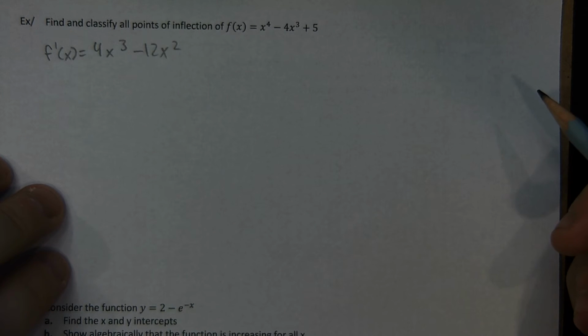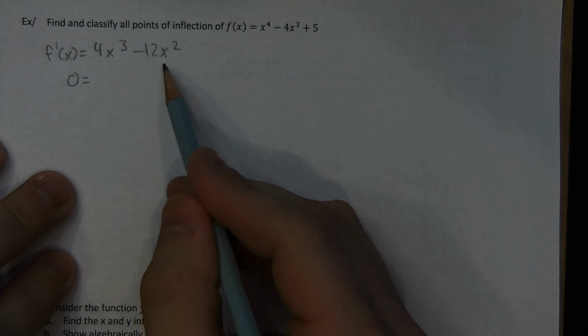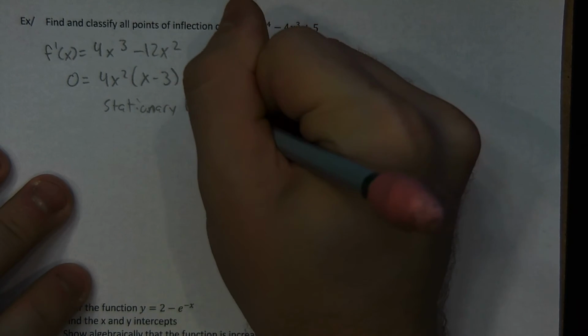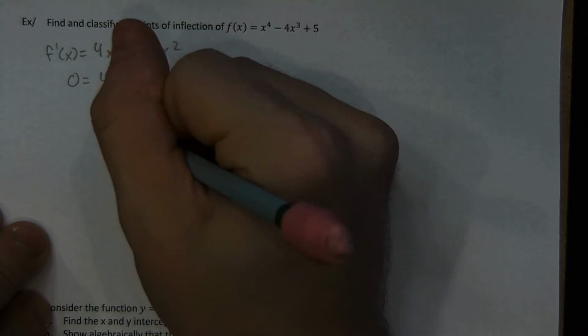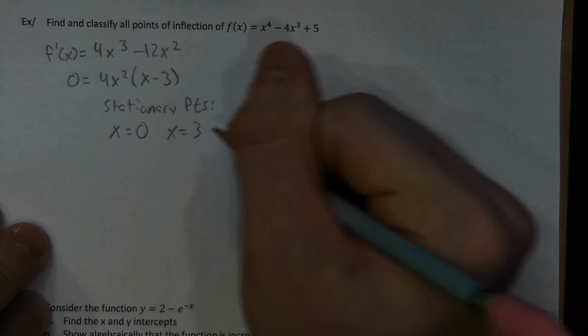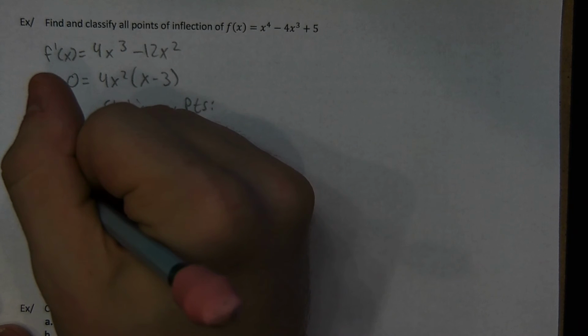Well, just because it's good practice, I'm going to go ahead and figure out what the stationary points are by factoring this. It looks like 4x squared is the GCF, leaving an x minus 3. So our stationary points are at x equals 0, because, right there, and x equals 3. Those are stationary.